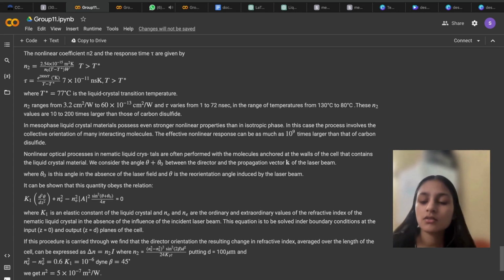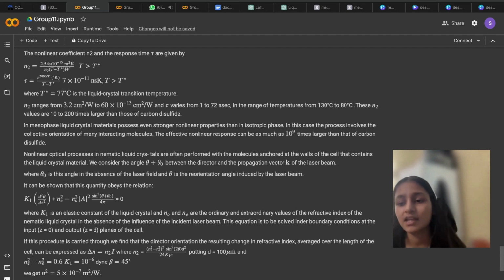So the significance of these findings is that they highlight the extraordinary potential of liquid crystals, not just in the mesophases but also in the isotropic phase. Liquid crystals' nonlinear optical properties, especially their temperature dependence, offer exciting prospects for diverse applications from advanced displays to optical devices in science and technology.